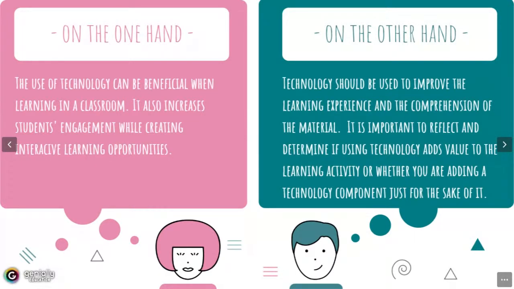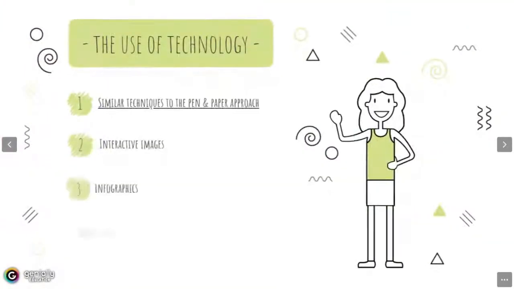Technology can be really beneficial, and it can help increase student engagement and create interactive learning opportunities, but you have to be careful that it improves the learning experience and the comprehension. It's difficult when you just use technology for the sake of using technology. Sometimes it makes the activity heavier, and the students end up not really learning because they're just concentrating on using the technology. So I'm going to propose to you 4 different methods that I found.